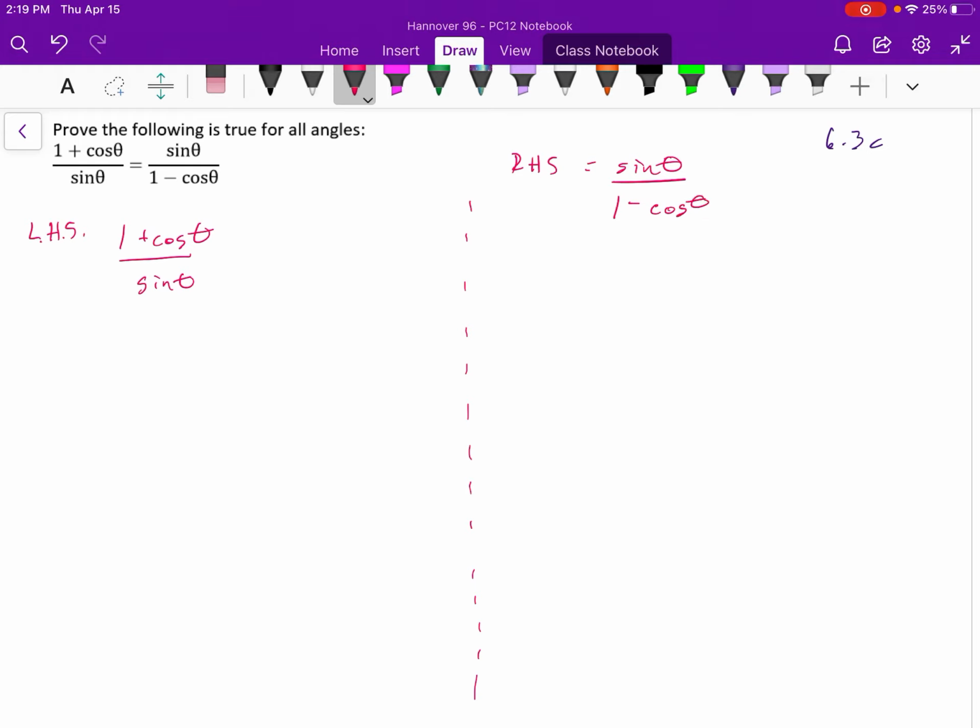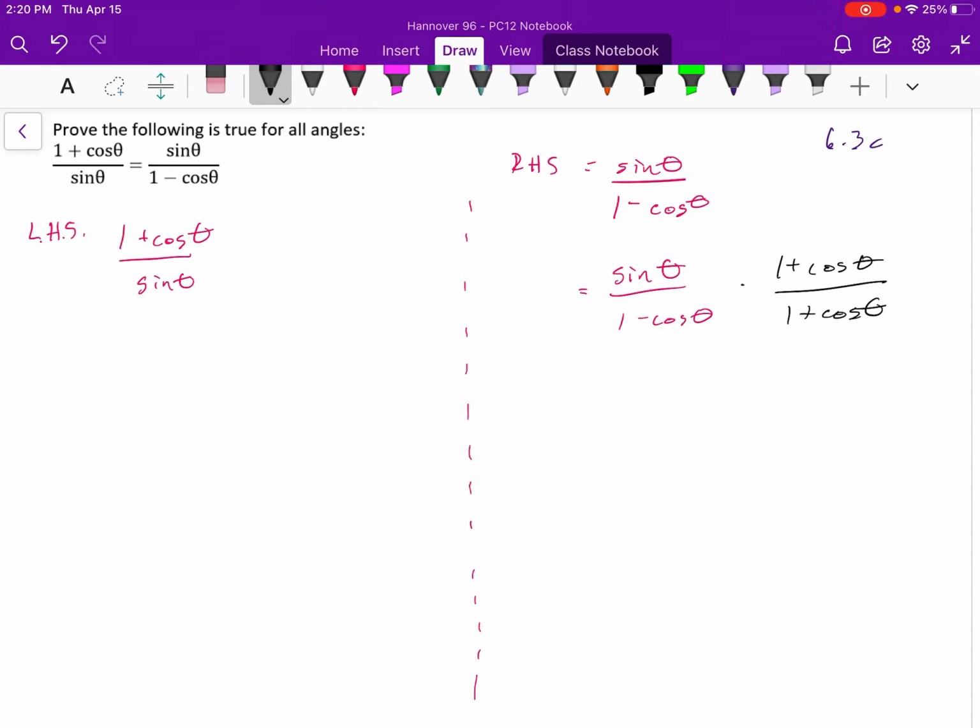Now, what I'm going to do, and it's going to be weird, is I'm going to multiply both top and bottom by the conjugate of the denominator. Why would I do that? That's a great question. And the answer is really why not? Now, the conjugate of 1 minus cosine is 1 plus cosine theta.